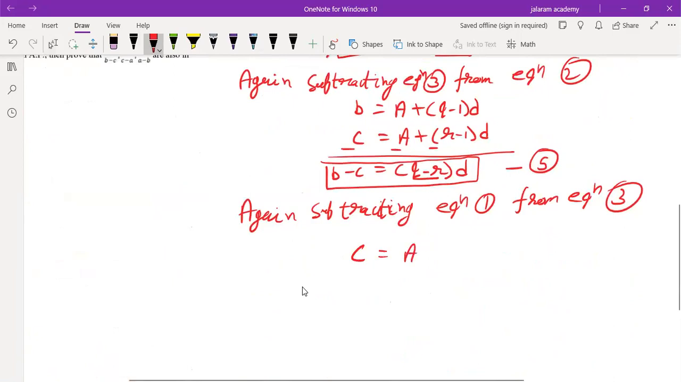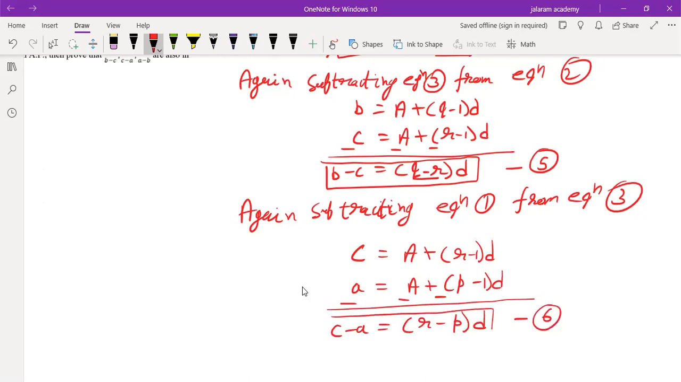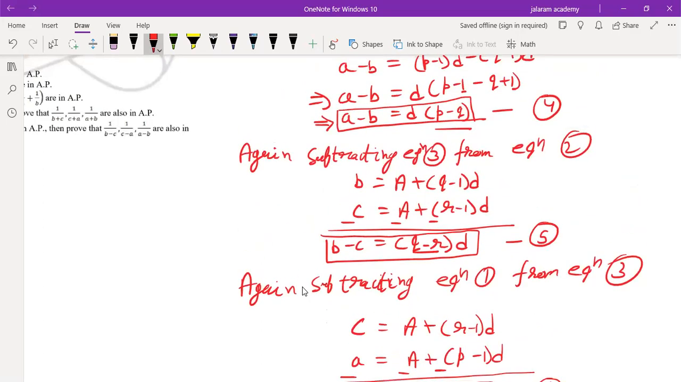C equals A plus R minus 1 into D. A equals A plus P minus 1 into D. And on subtracting, minus, minus, minus. So C minus A equals, A cancelled out, R minus P into D. Equation number 6. So from equation number 4, we can have P minus Q equals A minus B upon D.